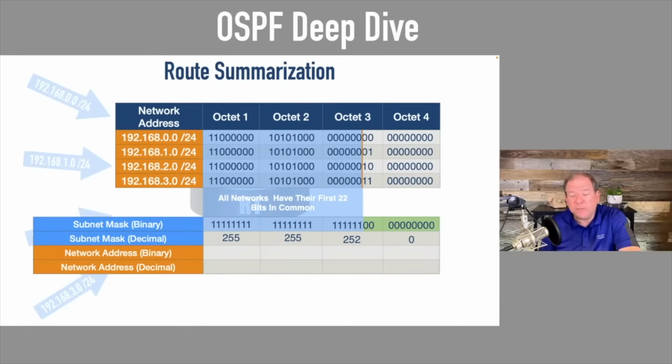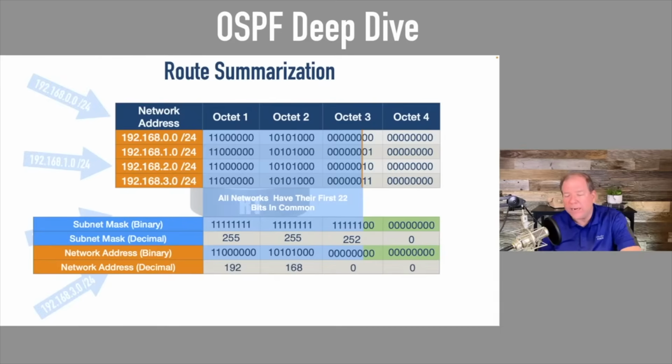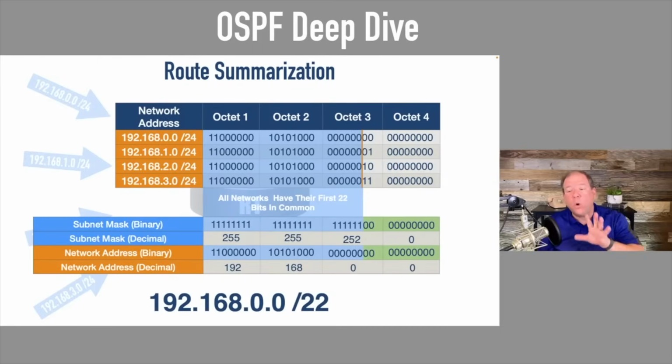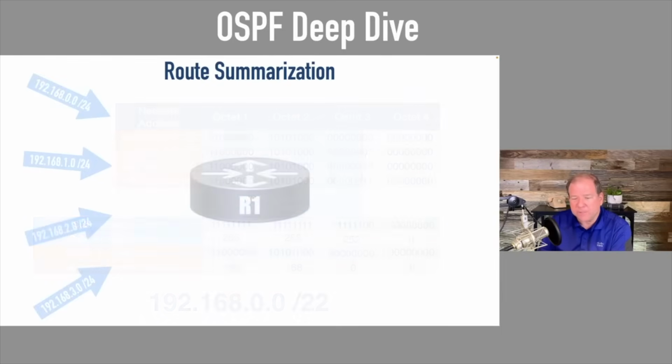You remember how we get a network address? We set all the host bits to 0. So if I take all the 22 bits that are in common and I make the last 8 bits 0, this is what that looks like in binary. And if you convert that to decimal, we could advertise a network of 192.168.0.0/22. And that one advertisement would encompass all of those networks. That can be a big savings for us.